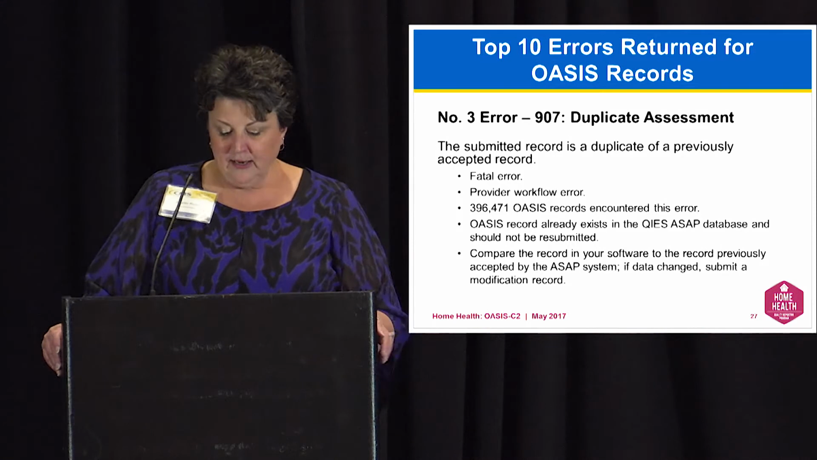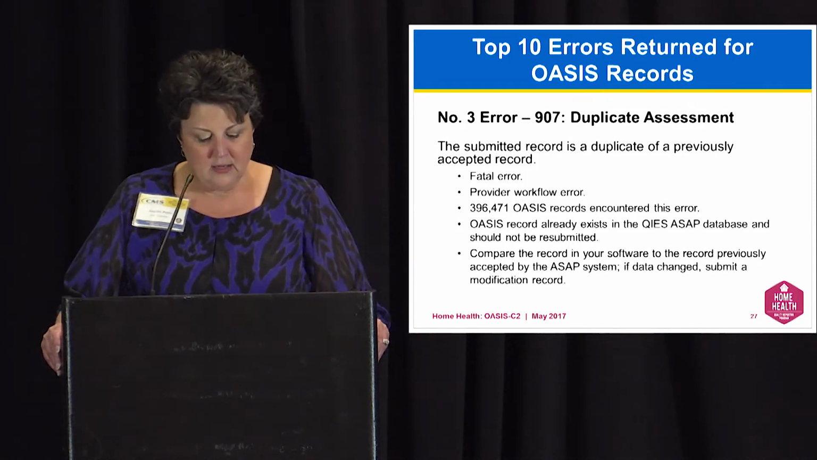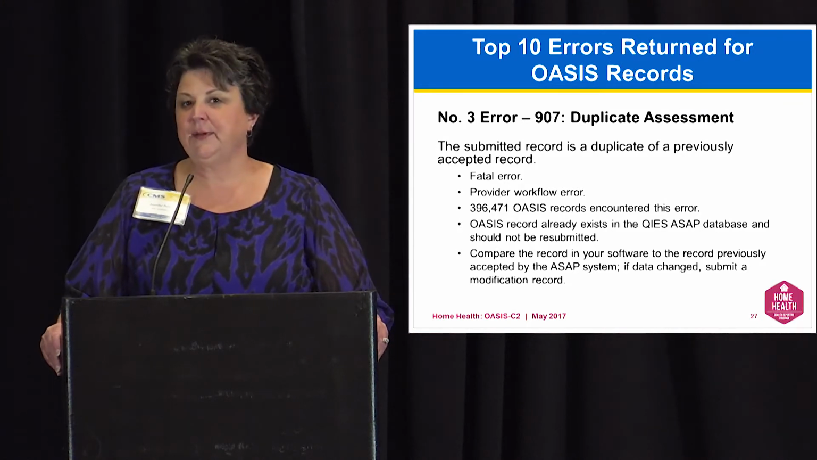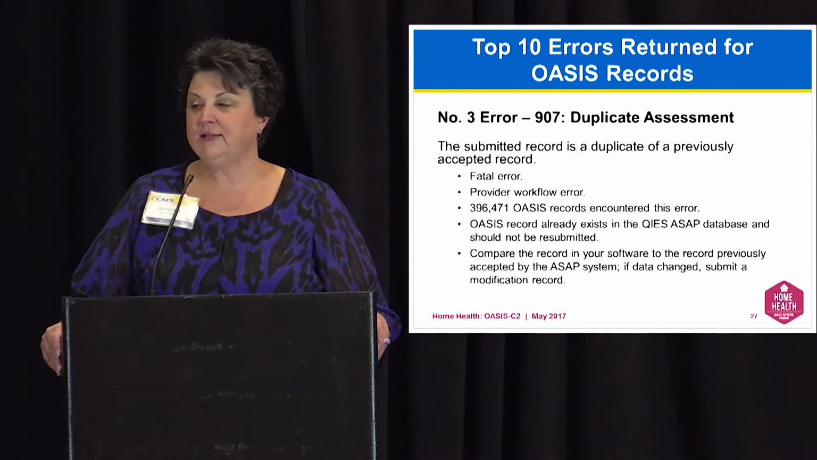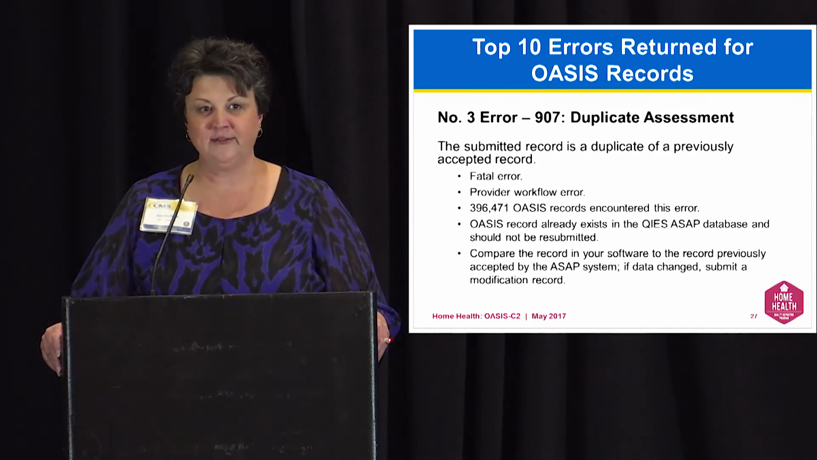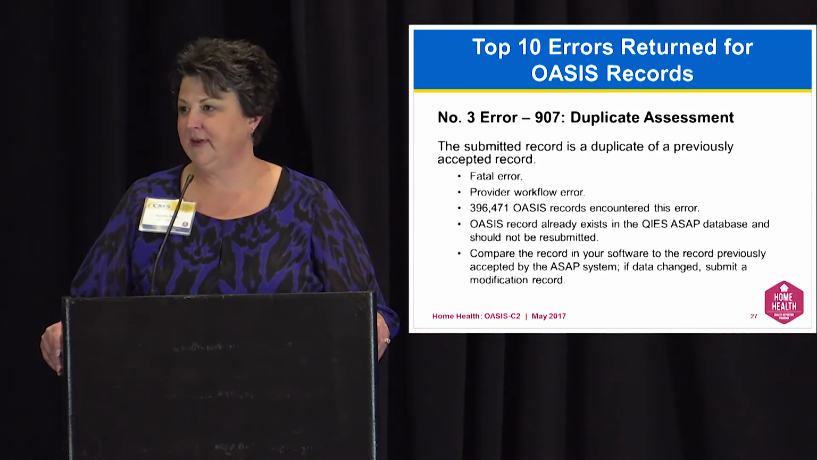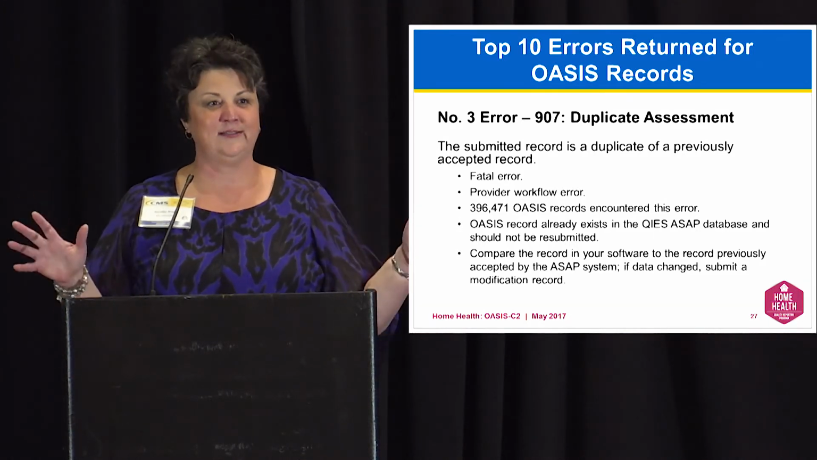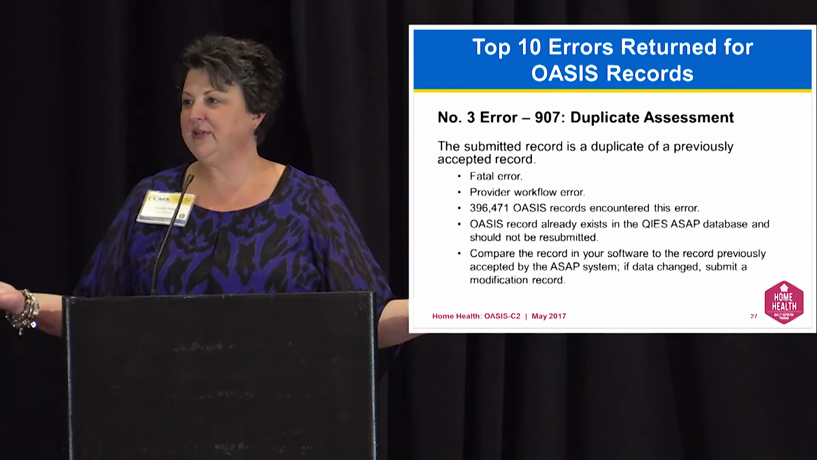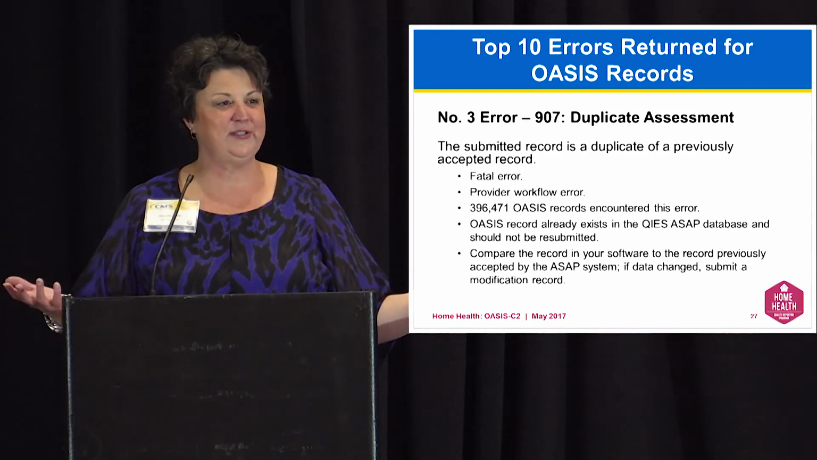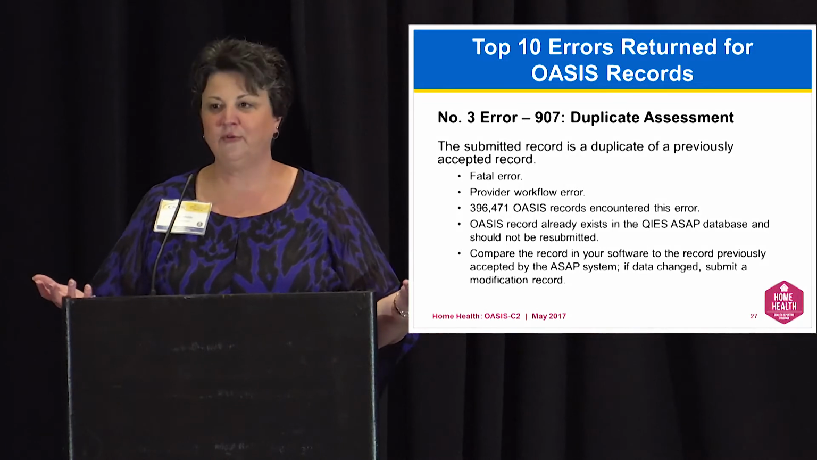The number 3 error is 907. And this is a duplicate assessment. And this is a fatal error. Now, my guess is that you guys all have too much to do in a day. Is that a fair statement? So you don't need to be submitting things twice, right? That is all this is: someone submitted a record once and they tried to do it again. So here's a system that's leading to inefficiency in your processes, right? This is your staff has taken time to do something they've already done.